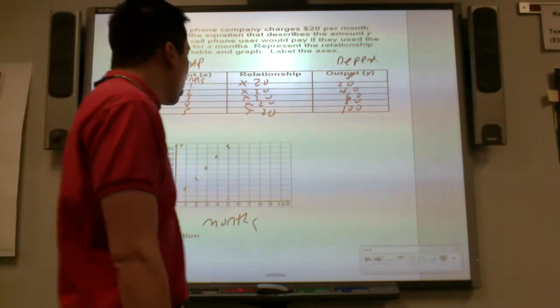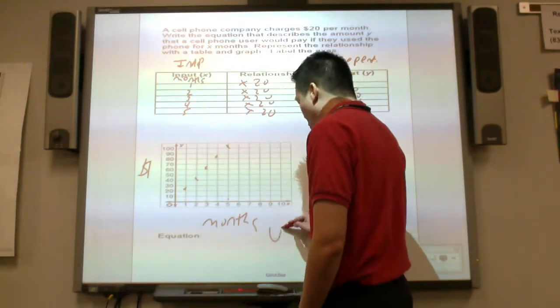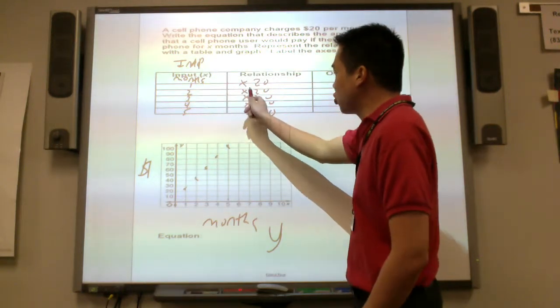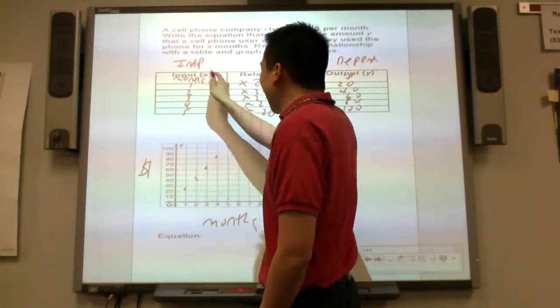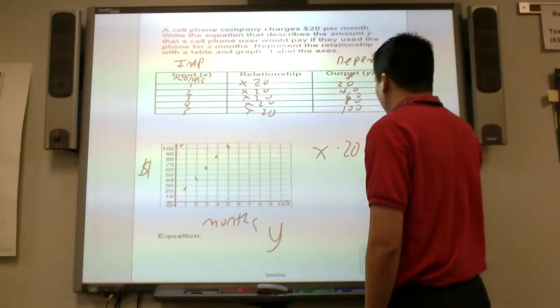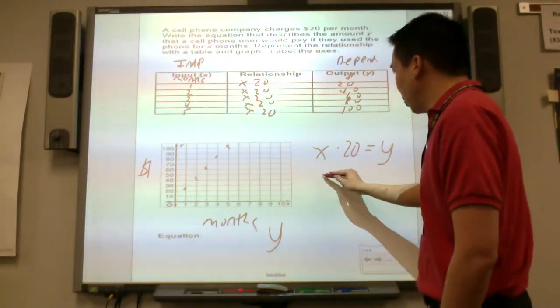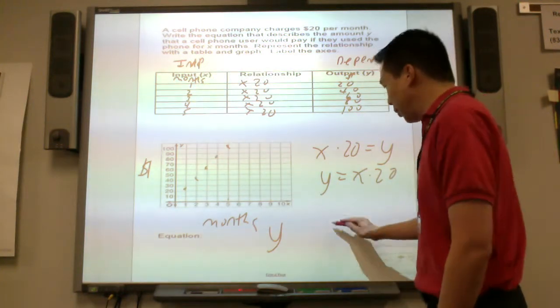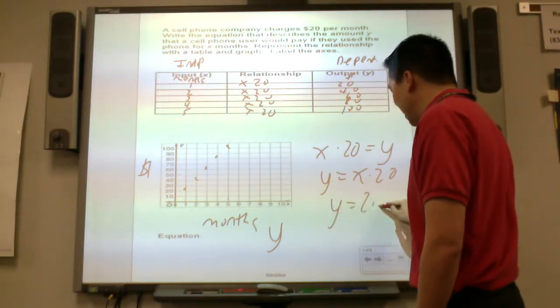So what is the equation right here? Y. Well, there's two ways you do it. So we know we multiply by 20. What are you multiplying by 20? The x. So you can say x times 20 equals y. You can flip it around. Y equals x times 20. You can flip it around. Y equals 20x.